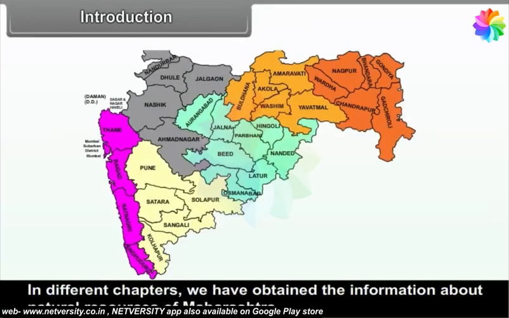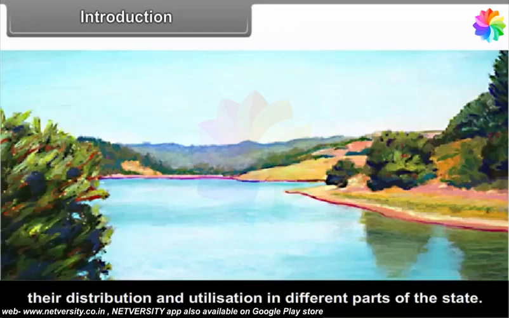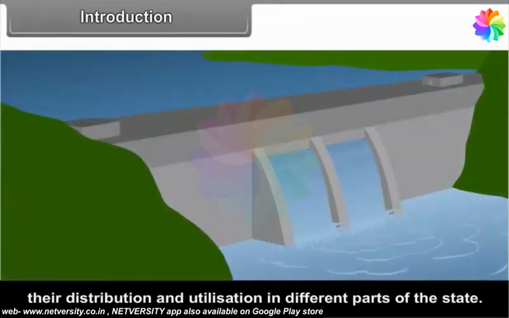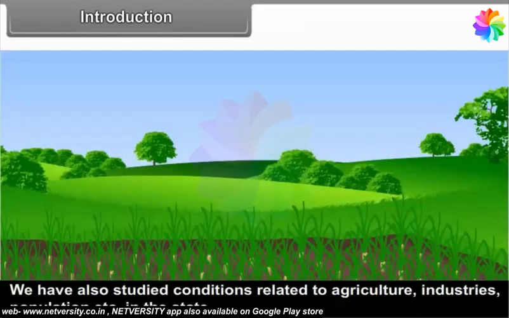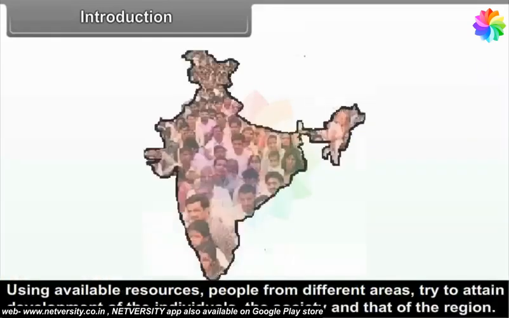In different chapters, we have obtained the information about natural resources of Maharashtra, their distribution and utilization in different parts of the state. We have also studied conditions related to agriculture, industries, population, etc. in the state.